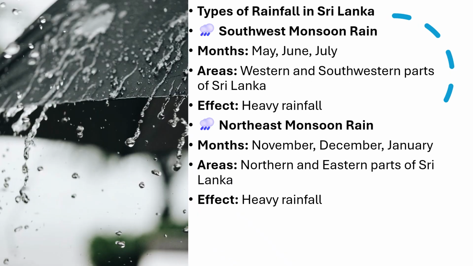Types of rainfall in Sri Lanka. Southwest monsoon rain, as I said, months May, June, July. The western and southern parts of Sri Lanka get heavy rainfall. Northeast monsoon rain, as I said, months are November, December, January. The northern and eastern parts of Sri Lanka also get heavy rainfall.